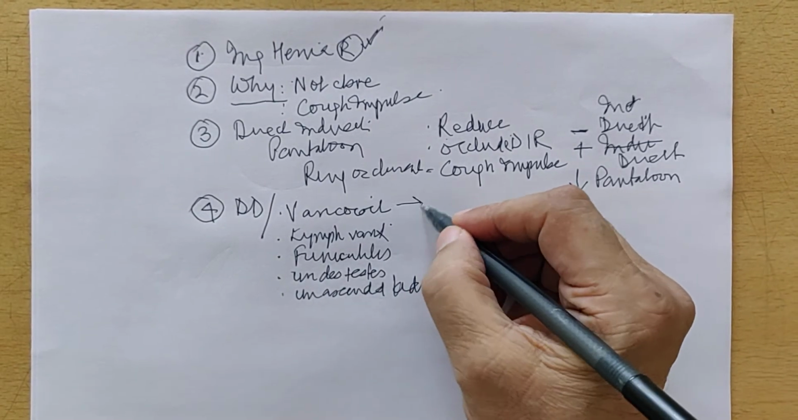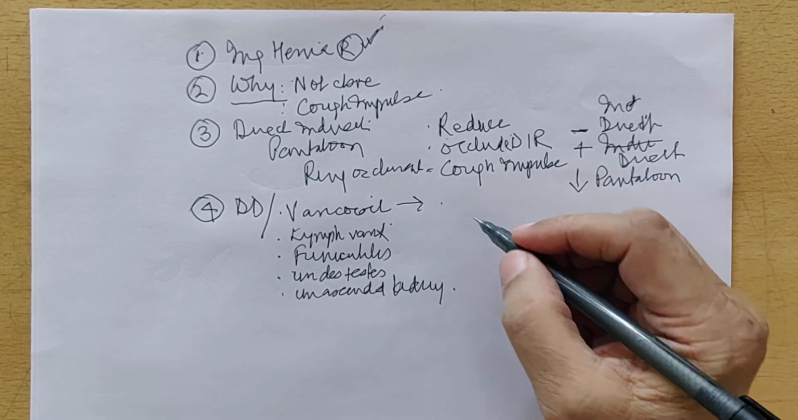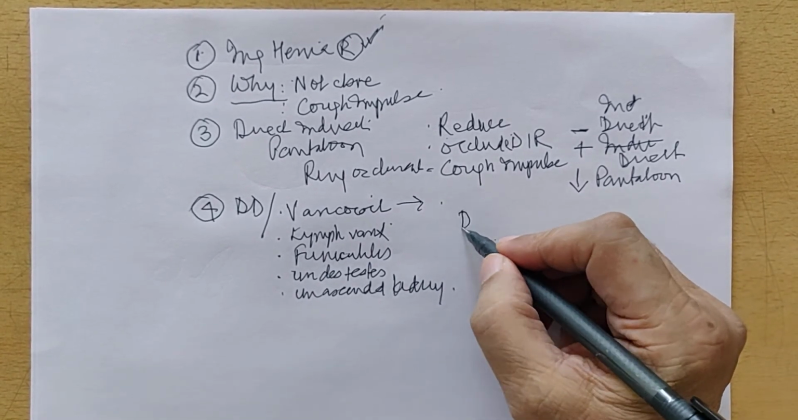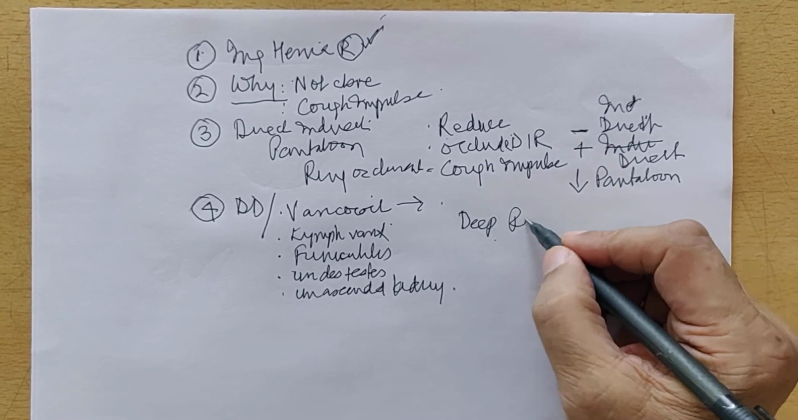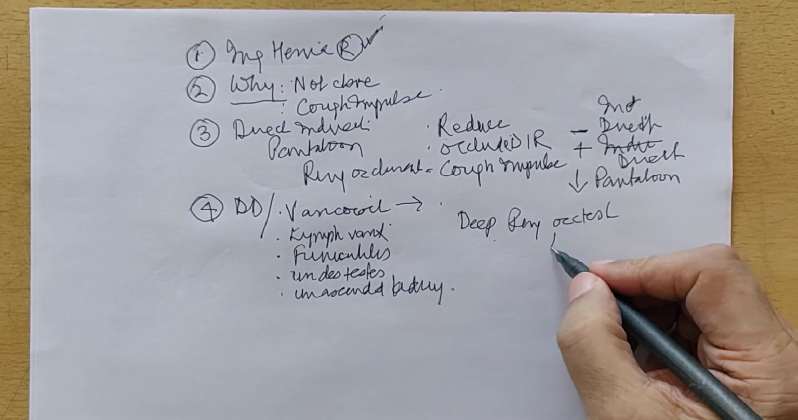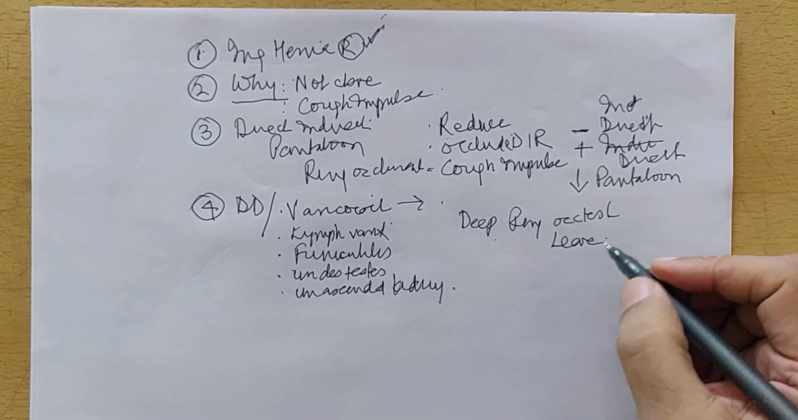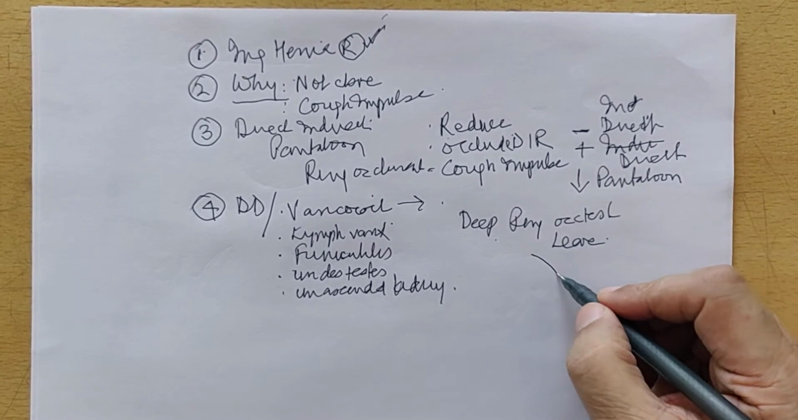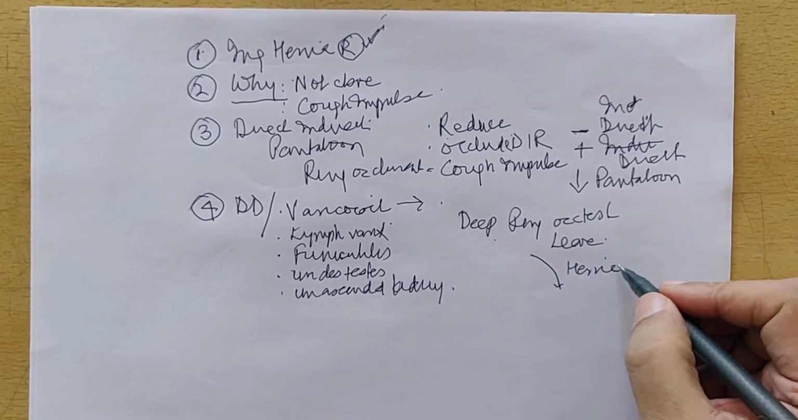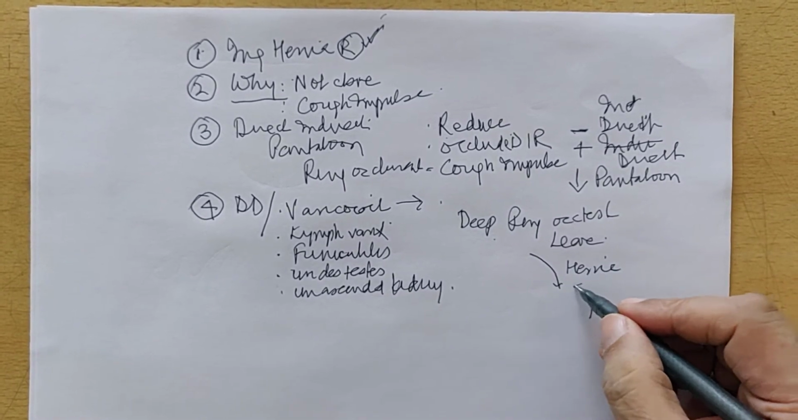So I'll ask you, why is it not the varicocele? You can say I do a deep ring occlusion test, and when I leave it, if it fills from above, it is hernia. If it fills from below, it is varicocele.